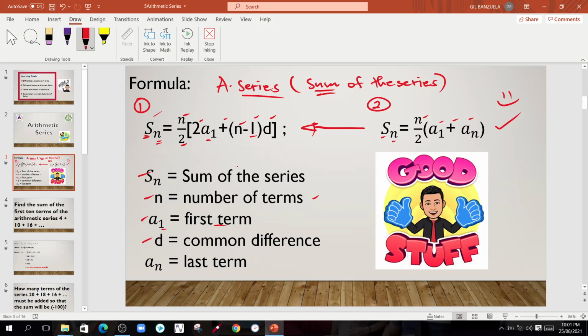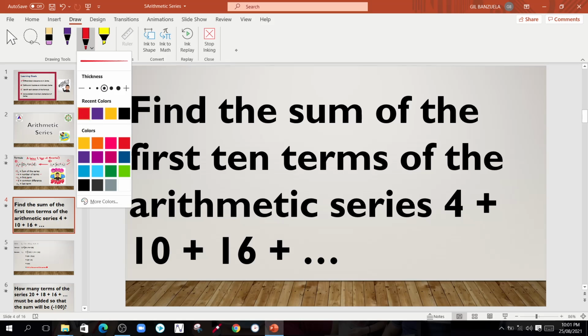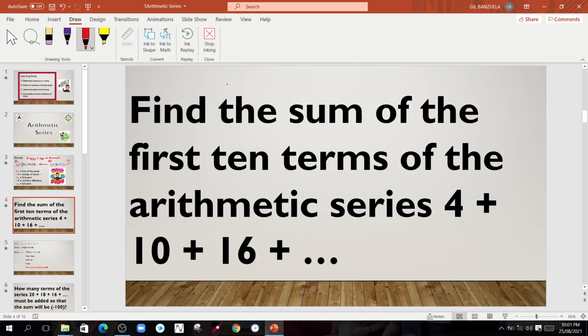So, let's try to solve problems. Huwag na natin patagalin. Okay. Ang unang challenge dito, sir, lagi nating itatanong, ano ba yung gagamitin naming formula? Yung first ba o yung second? So, let me guide you.